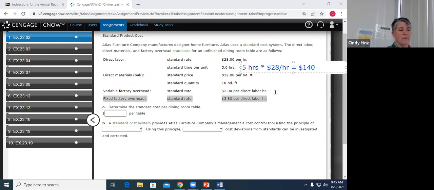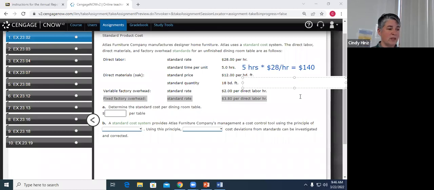So the standard cost per table for direct labor is $140. Well, it might be that we pay exactly $28 an hour, but it takes us 4.5 or 6.5 hours. And then we would have that quantity variance. It might be that it takes us exactly 5 hours, but our average cost is $29 an hour. It might be that it takes us more or less time and that the hourly rate is different. And so we'll see that as we go through some of our exercises before the end of class today.